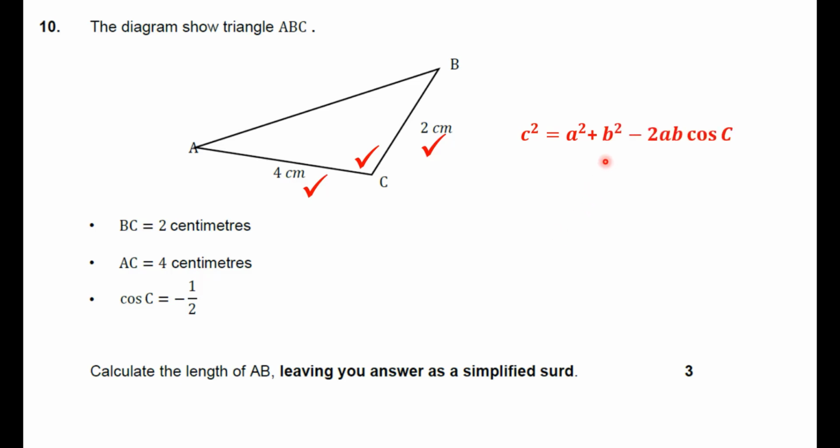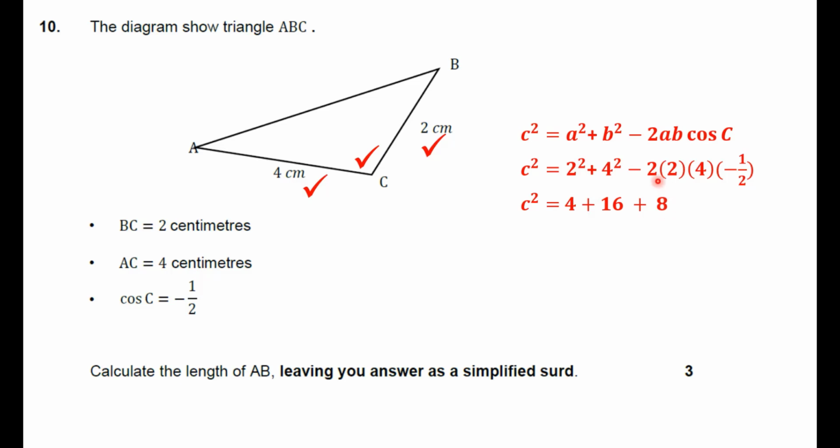The cosine rule will be, this is small c squared, will be this squared plus that squared minus 2ab, which is the two numbers given, times cosine C, which is this number given here. Let's put them in. Let's tidy this up. 2 squared becomes 4, 16. Now this negative goes with this negative to become a plus.